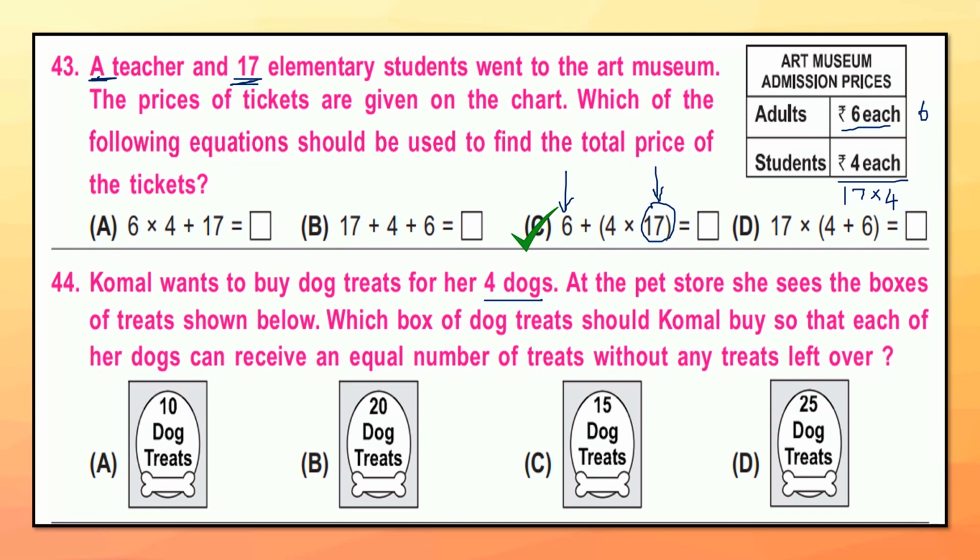Now Komal has 4 dogs and she wants to buy in such a way that each of the dogs receives an equal number of treats without any leftover. So of the options, we should choose the number that is a multiple of 4. 10 is not a multiple of 4. 20 is a multiple of 4. So she can give the treats to the 4 dogs equally without having any leftover. 15 is not a multiple of 4. 25 is not a multiple of 4. So the correct answer is option B, 20 dog treats.